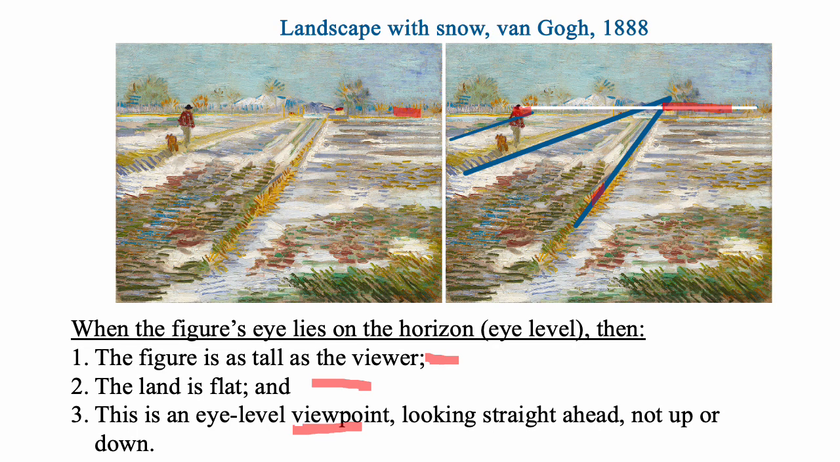We do have these converging lines here that seem to go past the horizon or eye level rather than meeting at a vanishing point on eye level. But I think probably the road turns when it gets to this house in the back.